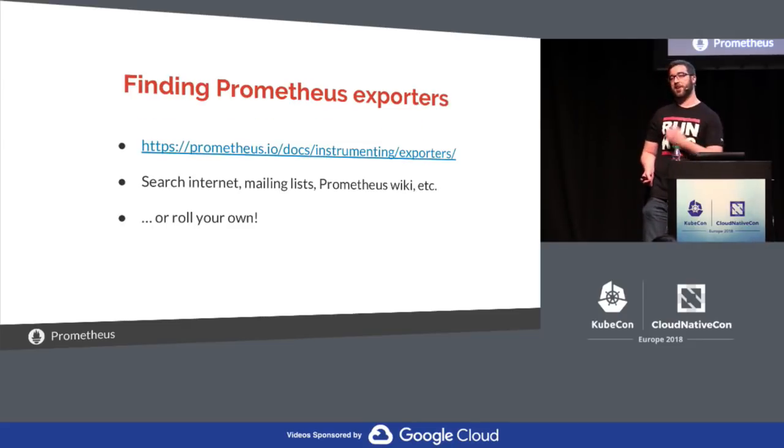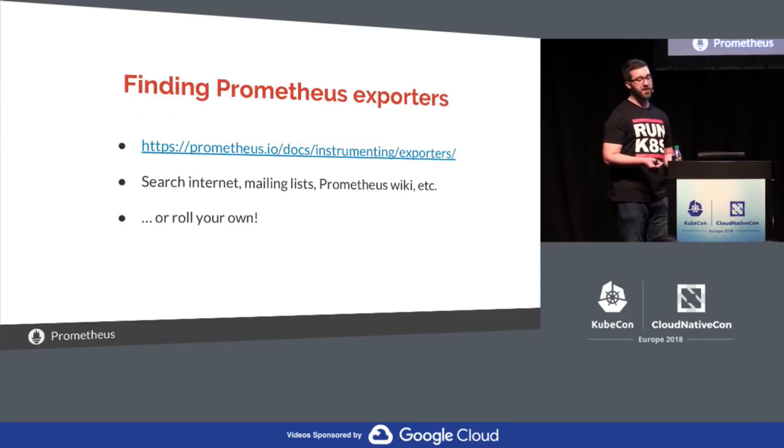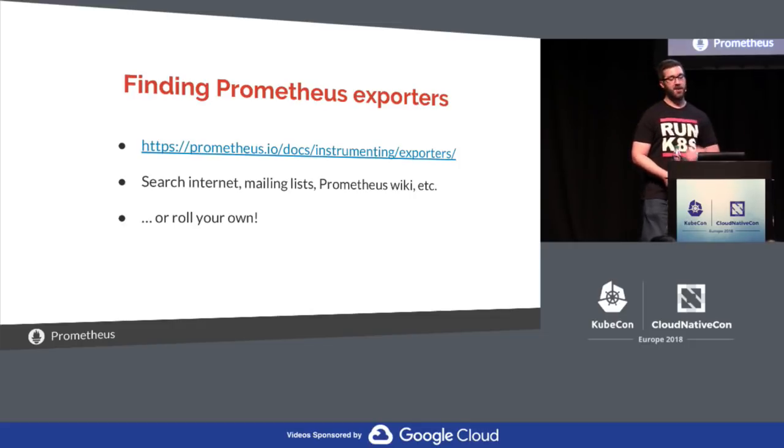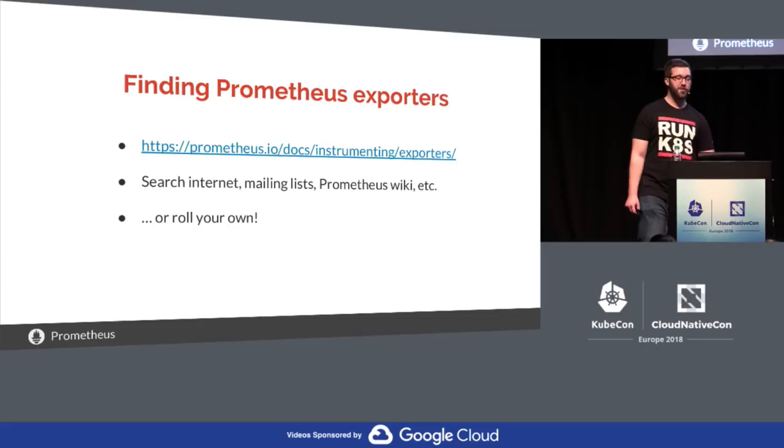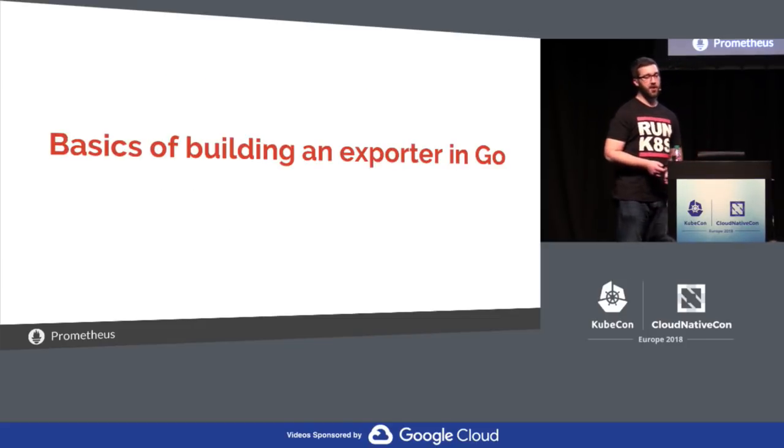So where can I find Prometheus metrics for these systems? If you want to find Prometheus exporters, your best bet is the Prometheus website, or you can scour the internet, the mailing lists, the Prometheus wiki on GitHub, and etc. Or as a last resort, you may just have to roll your own. And that's going to be the focus of our talk today.